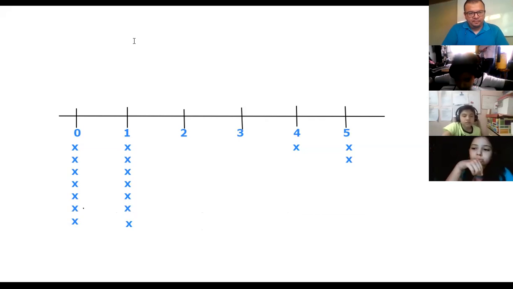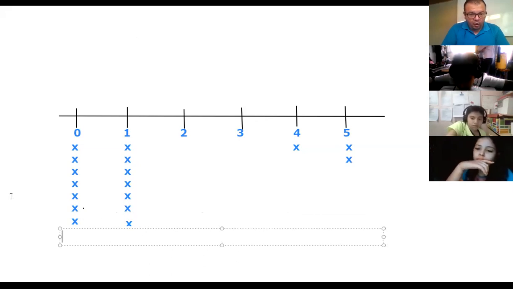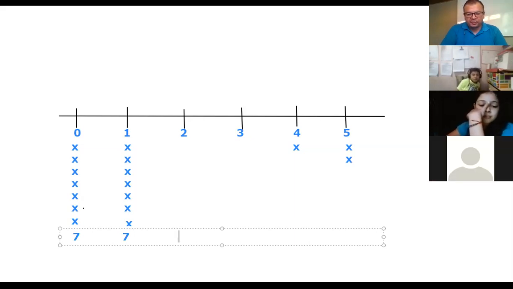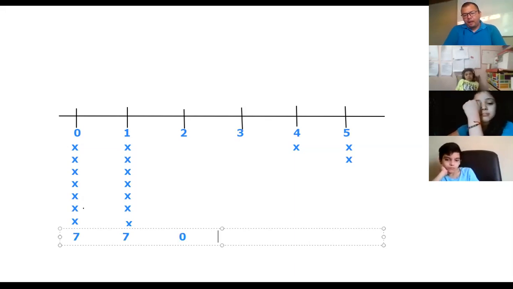So if you see, I have in here the quantity of students for each. For example, I have in here 2, 4, 6, 7. I have in here 7 students that don't have pets. I have in here 7 students that only have 1 pet. I have no students who have 2 pets. I have 0 students who have 3 pets. I have 1 student that has 4 pets. And I have 2 more students that have 5 pets.